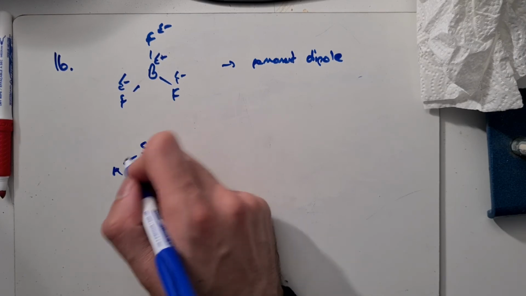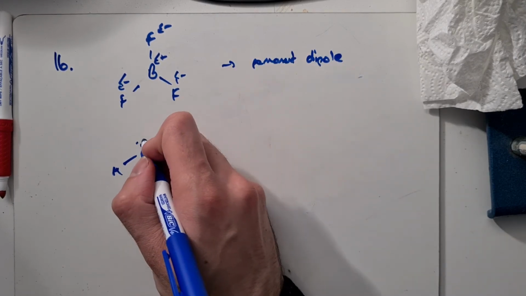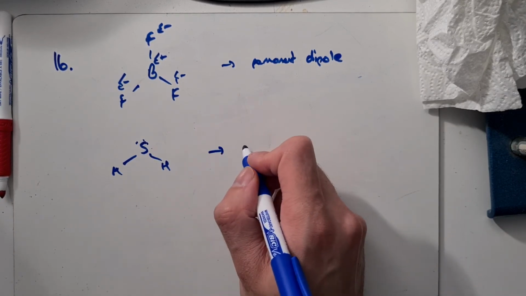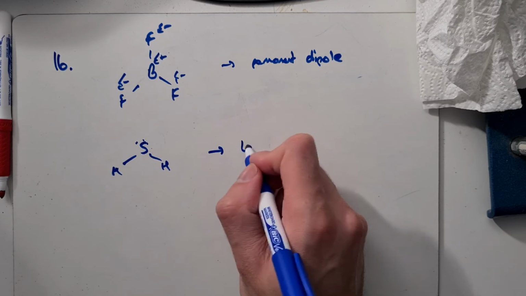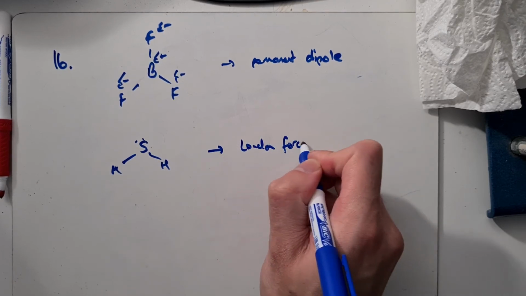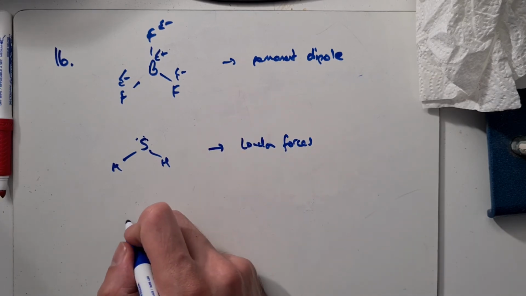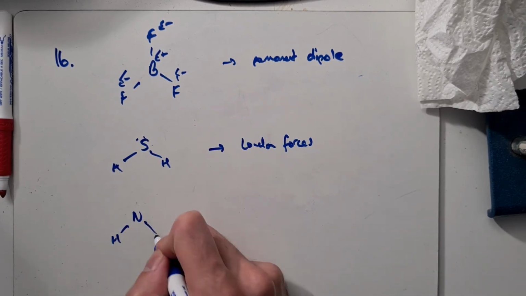I think they're very, very similar. There's not really even a dipole in there. So I think that's probably London forces. At worst case, permanent dipole, similar to what we had above. Now, ammonium. Oh no, it's not ammonium, it's ammonia.